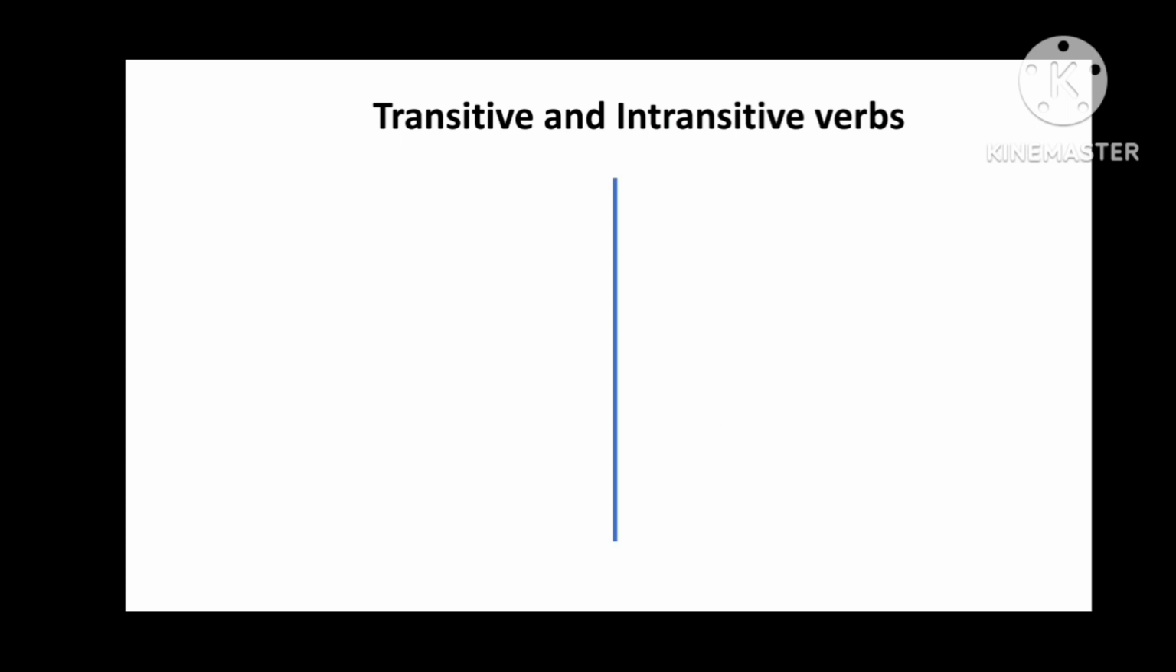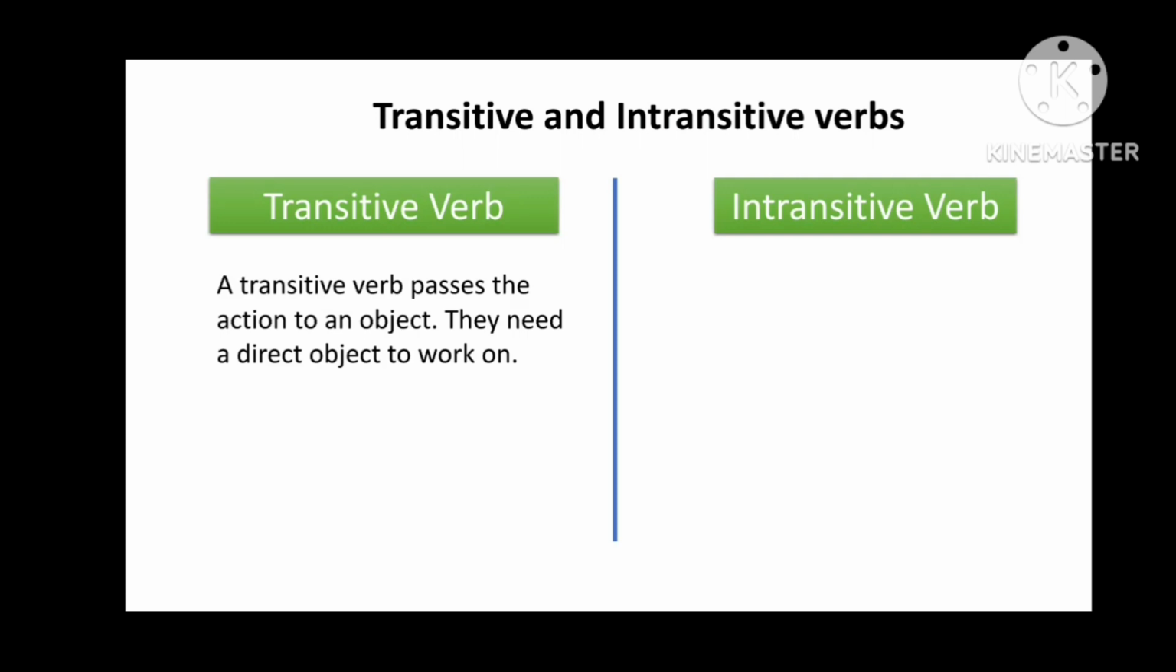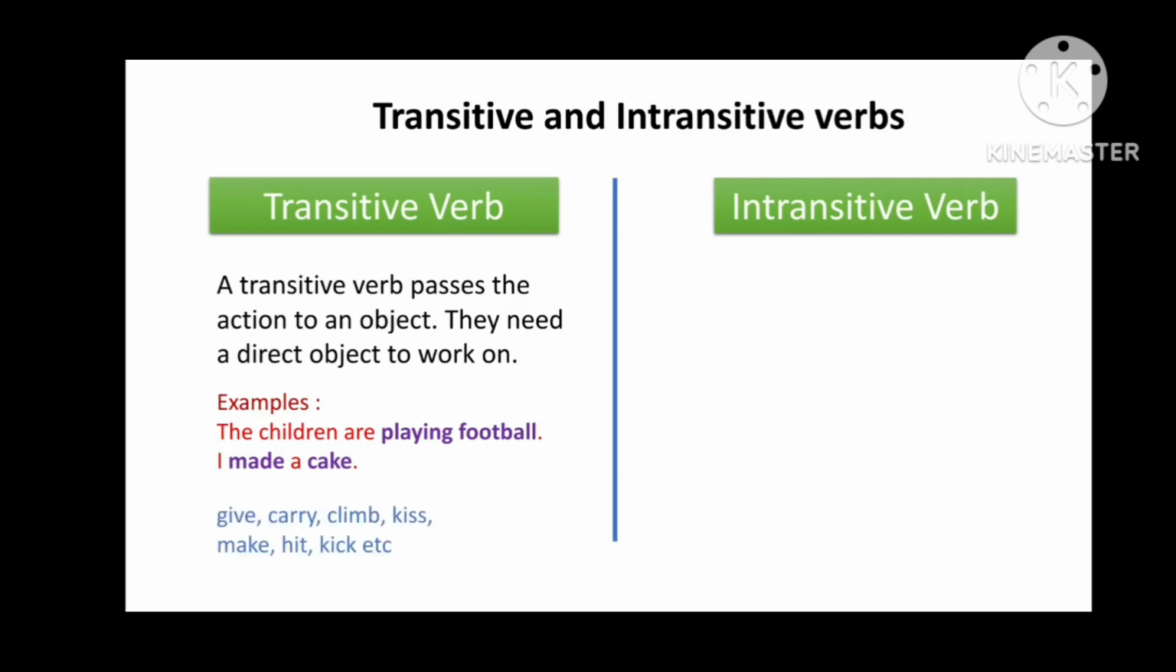Next kind of verbs are transitive and intransitive verbs. What are transitive verbs? A transitive verb passes the action to an object. They need a direct object to work on. For example, the children are playing football. Here football is the object and the action of playing is happening on football, which is a direct object. I made a cake. The action of making is passing on to the object cake here. So transitive verbs need an object to complete the action.